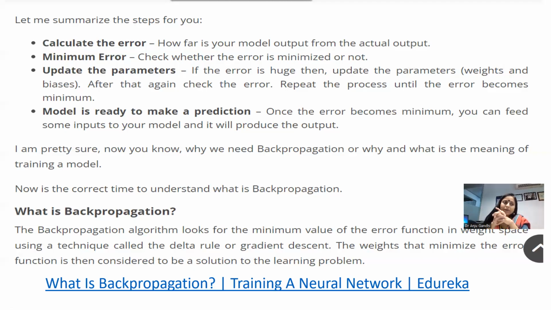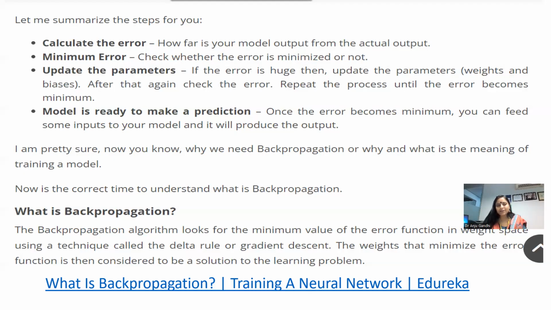Now, what next? Next, the model is ready to make predictions. If we are able to build a model with a minimum error, it means we have achieved a fitted model. And once the error becomes minimum, it means we can give some inputs to our model and it is going to produce the best output, right? So this is what we have here.